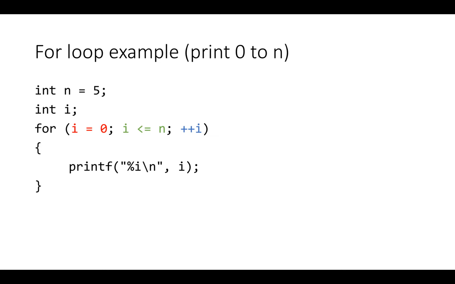After we start the first time, we test the condition, execute the statements, and run the increment statement, or decrement, or whatever other mathematical statement we wanted in the third component of the for loop. We continue until the condition is finally false, and then we continue below the for loop. This is a simple example of printing 0 to n. It should print out 0, 1, 2, 3, 4, and 5 because we're using less than or equal to. If we wanted to print just 0 through 4, we'd say i is less than n, and that's it.